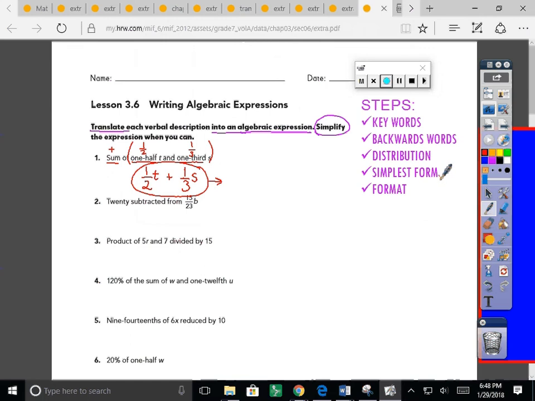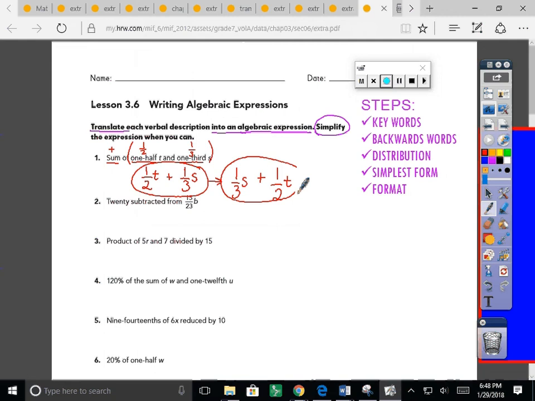But let's talk about simplest form or format. Can I simplify anything? Well, there's no distribution here, and these are not like terms, so it looks as if simplest form has already presented itself. But let's talk about formatting. Are these in ABC order? Oh, A, B, C, D, S before T. A better way of writing this would be 1/3 s plus 1/2 t.